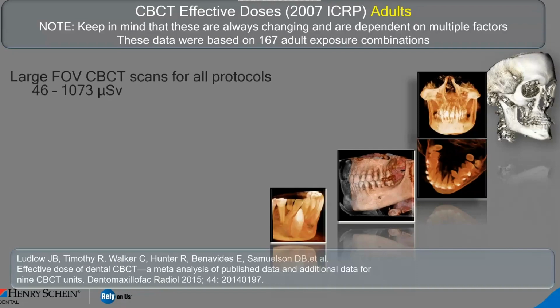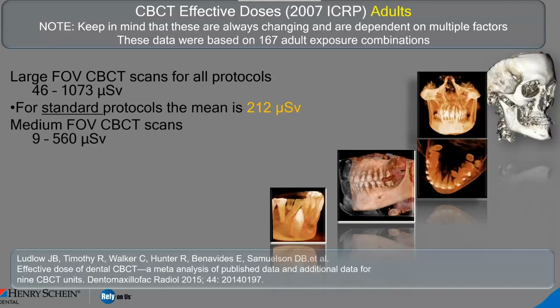All right, with that in place, what about cone beam CT? Well, we see it's highly variable. So if we're looking at large field of view cone beam CT scans for all the protocols that are out there, it can vary between 46 to over 1,000 microsieverts. So you see there's quite a lot of variability with what is on the market right now. However, on average, a large field of view will be about 212 microsieverts. Medium field of view can vary between 9 to 560. On average, about 177 microsieverts.